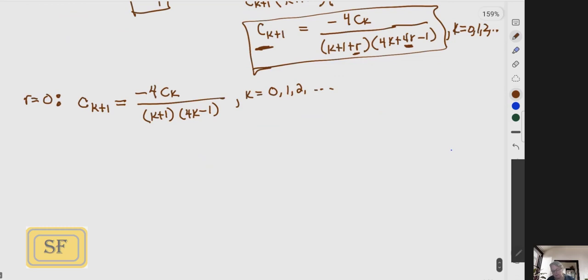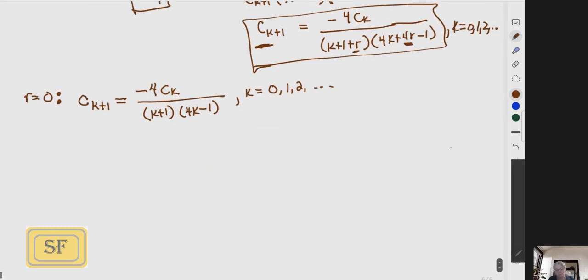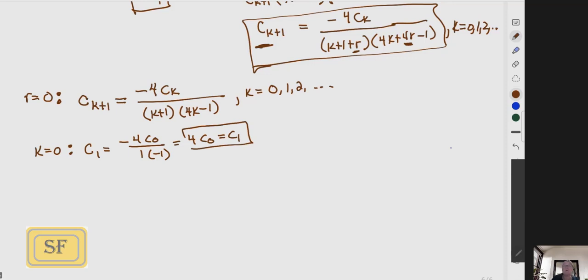So let's find a few terms. Let's start with k equals 0. We'll get c sub 1 equals negative 4 c sub 0 over 0 plus 1 is 1, and 4 times 0 minus 1 is negative 1. So that's just 4c0 is c1. c1 is 4 times c0.